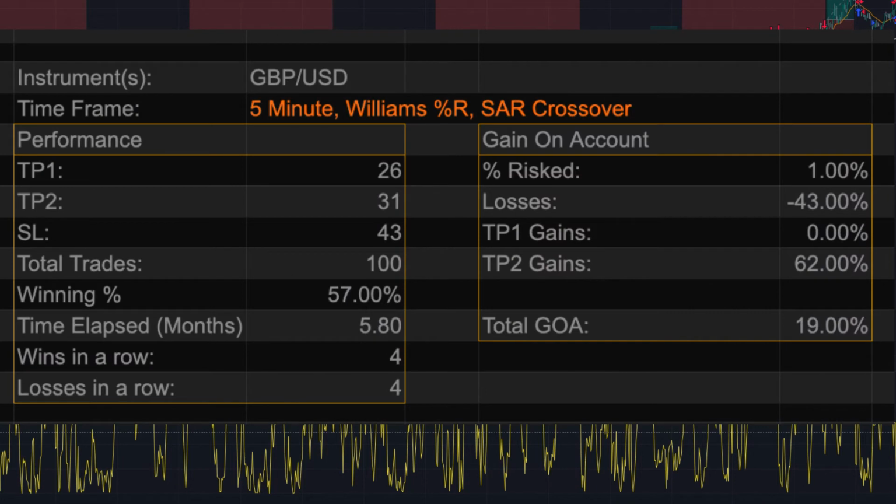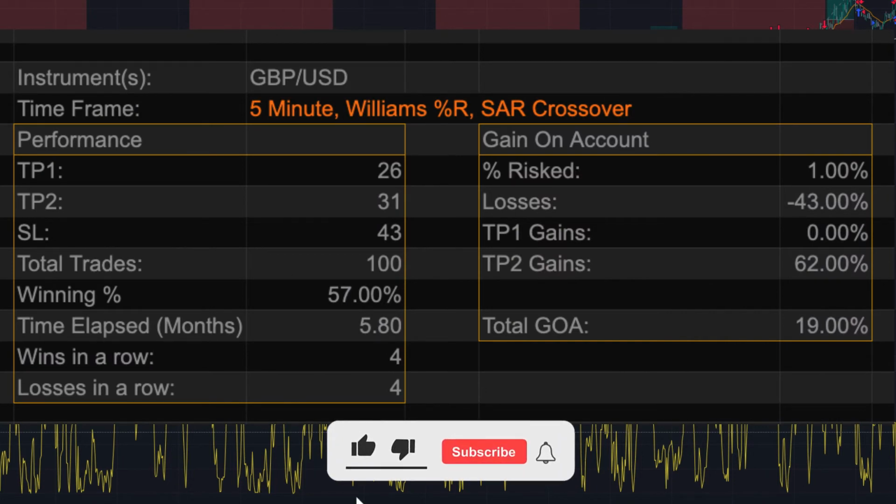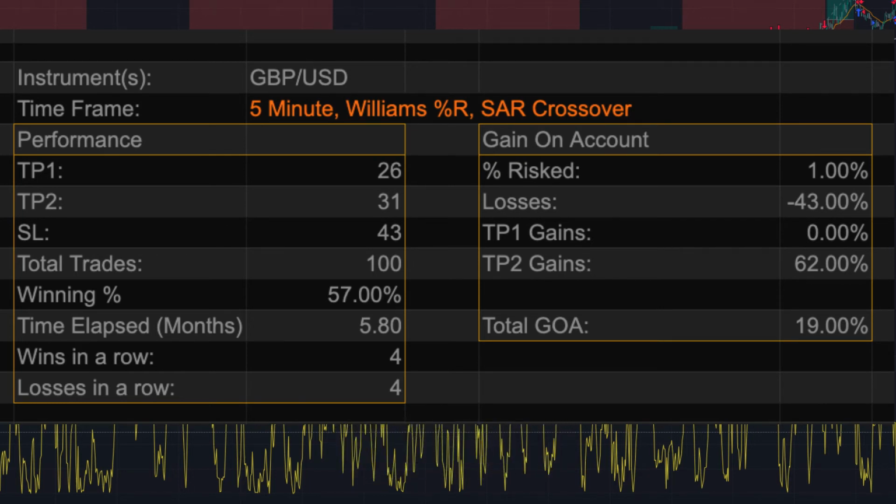Let's review the test data. This test was done on cable using 5-minute candles. It took 6 months to find the 100 trades. There were 26 that hit break even and 31 winners that hit TP2, in addition to 43 losers, for a winning percentage of 57%. Most consecutive wins in a row was 4, most consecutive losses in a row was 4. Gain on the account was 19%, risking 1% per trade.